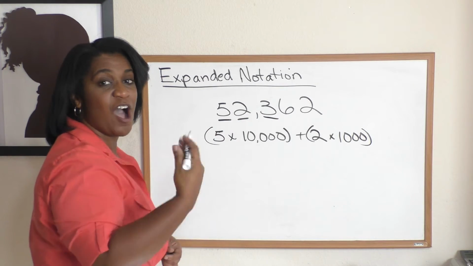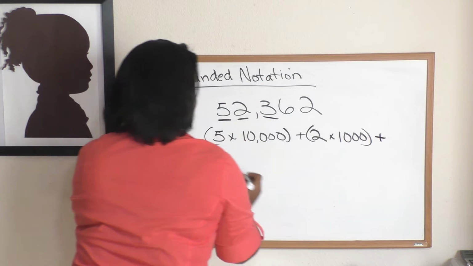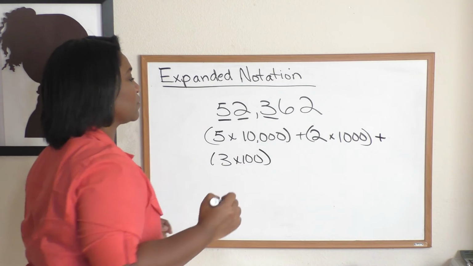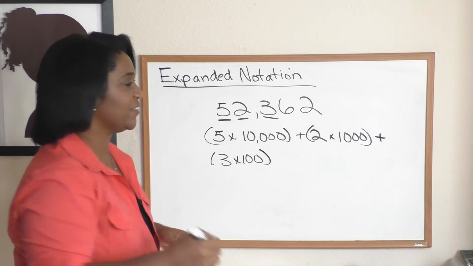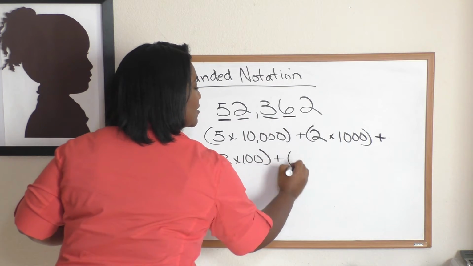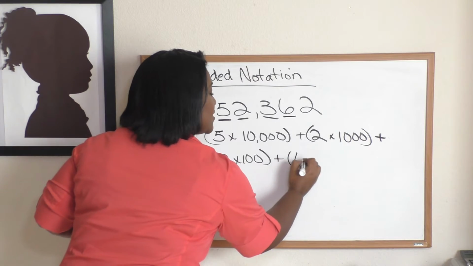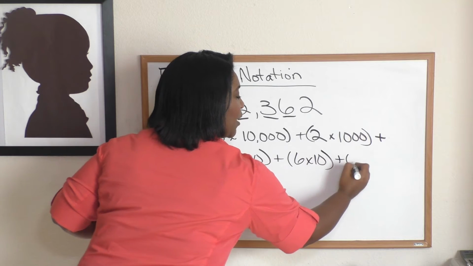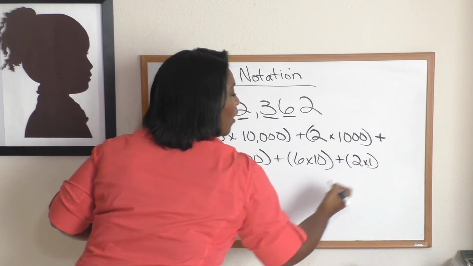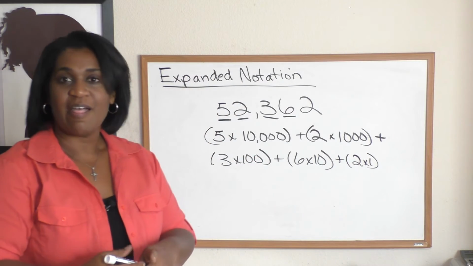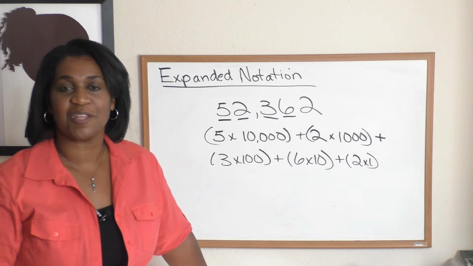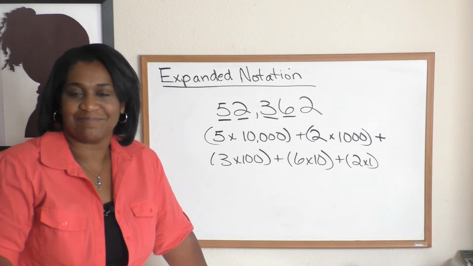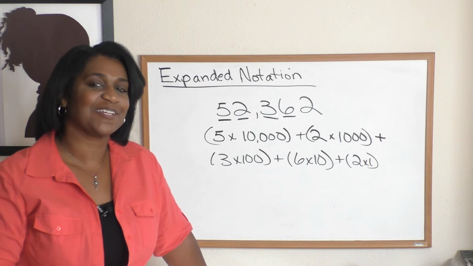The 3 is in the hundreds place. Plus, parentheses, 3 times 100. And the 6 is in the tens place. Plus, parentheses, 6 times 10. And we finish it off with the 2, which is plus, parentheses, 2 times 1. And there you go. That is your expanded notation.